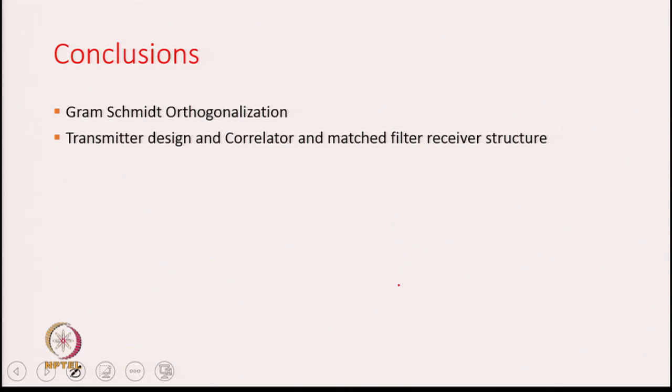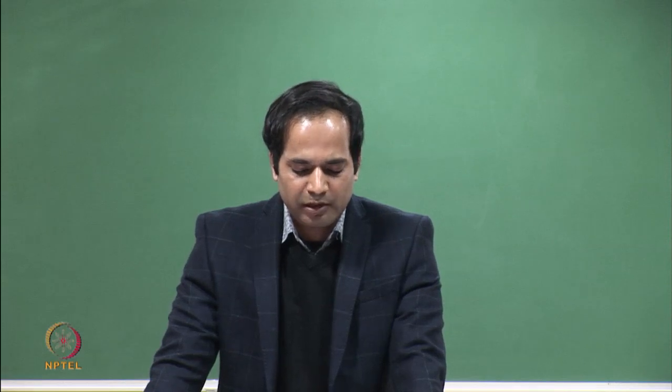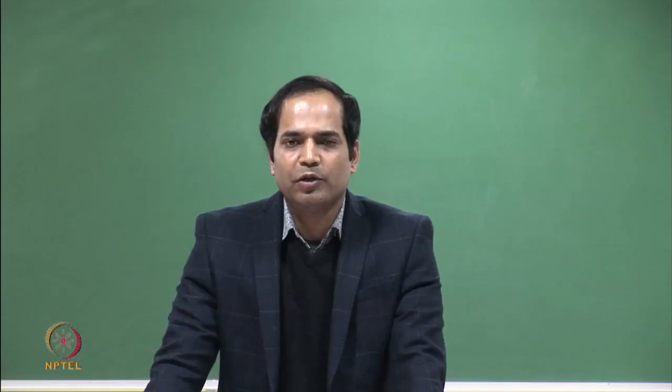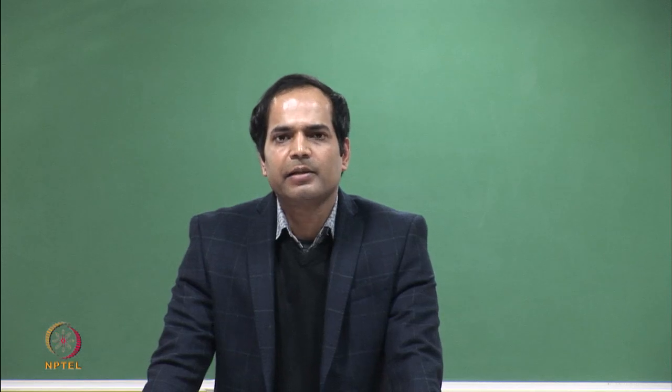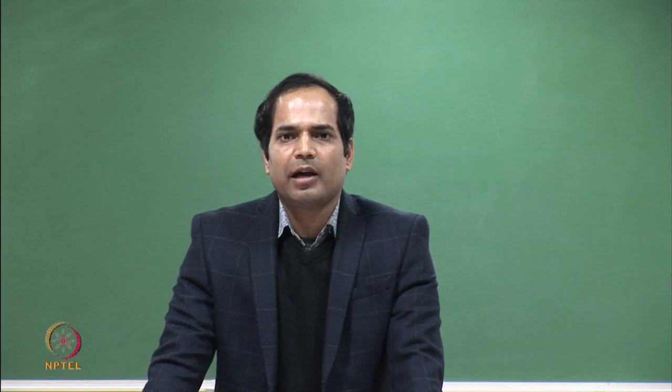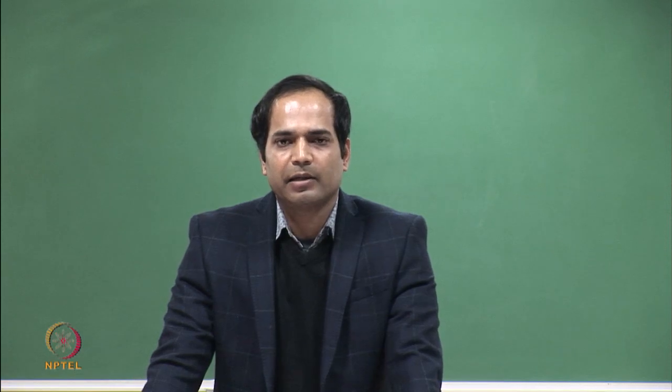So, with this we have come to the conclusion of today's lecture. In this lecture we have studied Gram-Schmidt orthogonalization, we have studied transmitter design, and we have looked into the receiver design as well, and we have looked into two important receiver designs. One design we refer to as the correlator and the other architecture is referred to as the matched filter. In the next lecture we will start thinking about other ways in which we can expand our signal. Thank you.